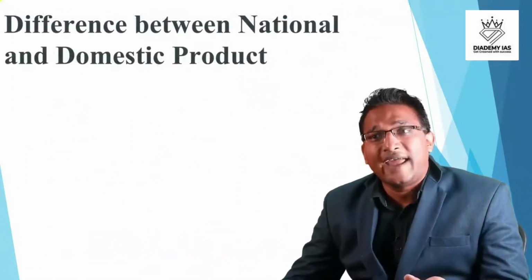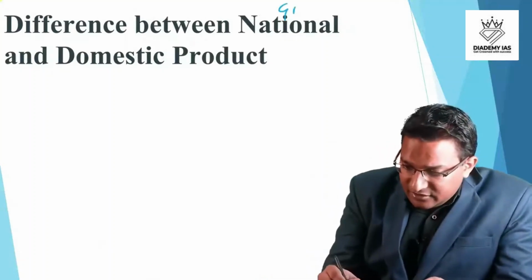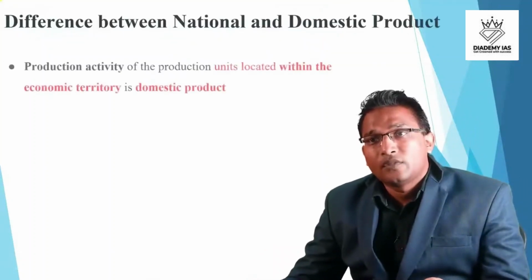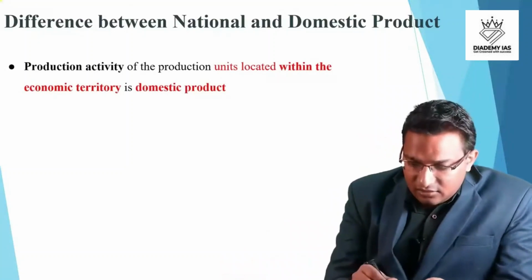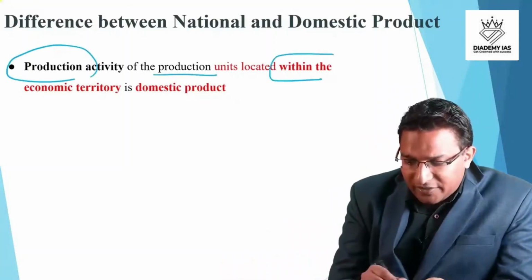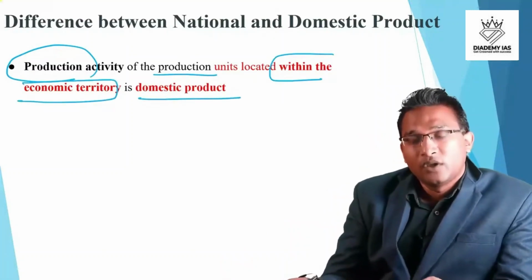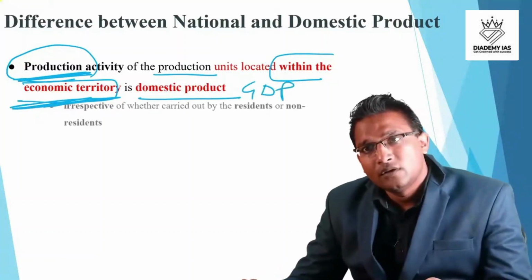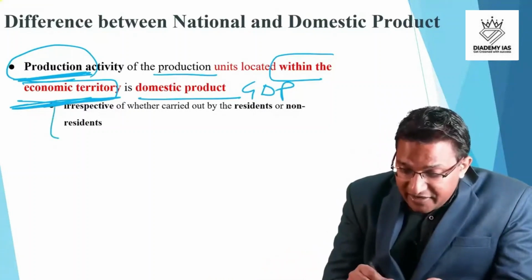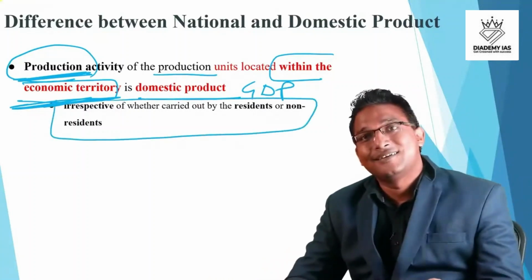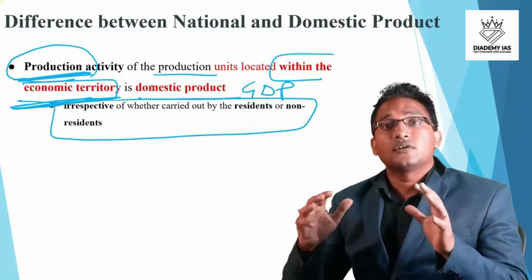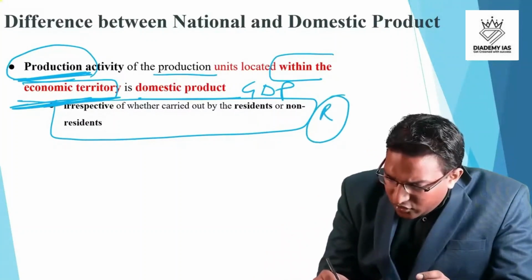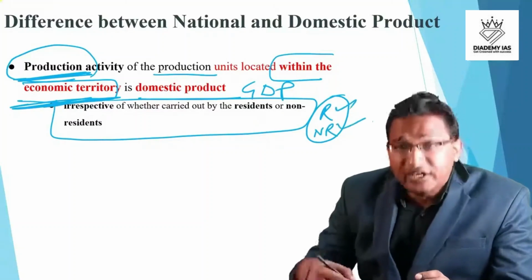Now let us see the difference between the national and domestic product, or GNP and GDP. We have already discussed. Now let us see much more clearly. The production activity of the production unit located within the economic territory is the domestic product, right? So production happening within the economic territory is the GDP. I already told you. Irrespective of whether it is carried out by the resident or non-resident, right? So if the production is happening in the economic territory of India, whether this is carried by the resident unit or non-resident, this is part of the GDP of India.